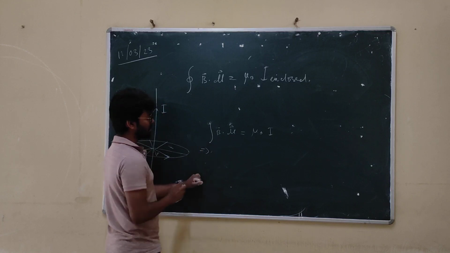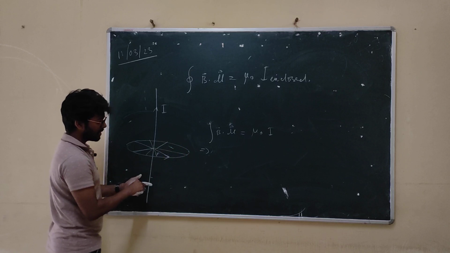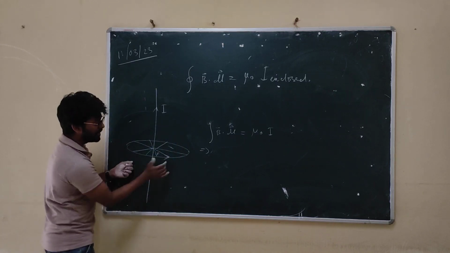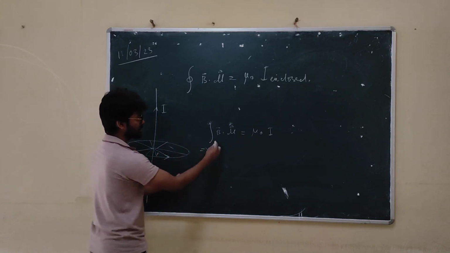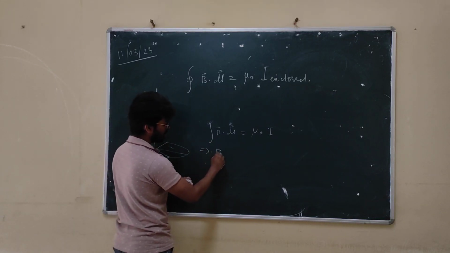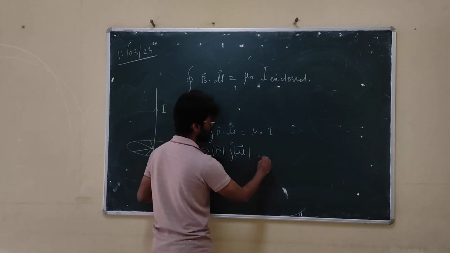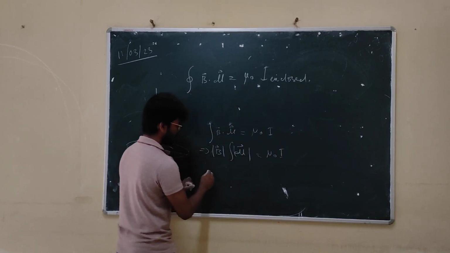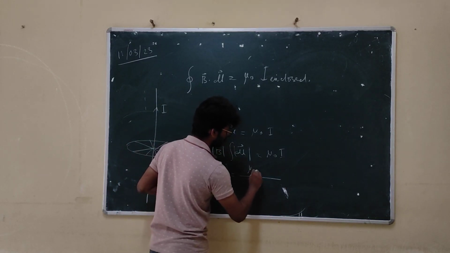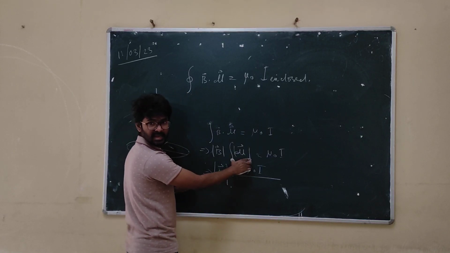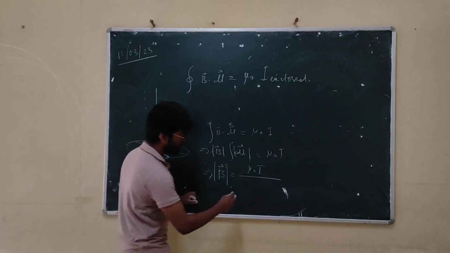So taking the magnitude, B and dl have the same direction. dl is directed in this way, B is also directed in this way, you know this from before. So they are in the same direction, and B is constant, so we can take B outside and the integral of dl is the circumference, 2 pi r. So we have the magnitude of B times 2 pi r equal to mu naught I, giving B equal to mu naught I over 2 pi r.